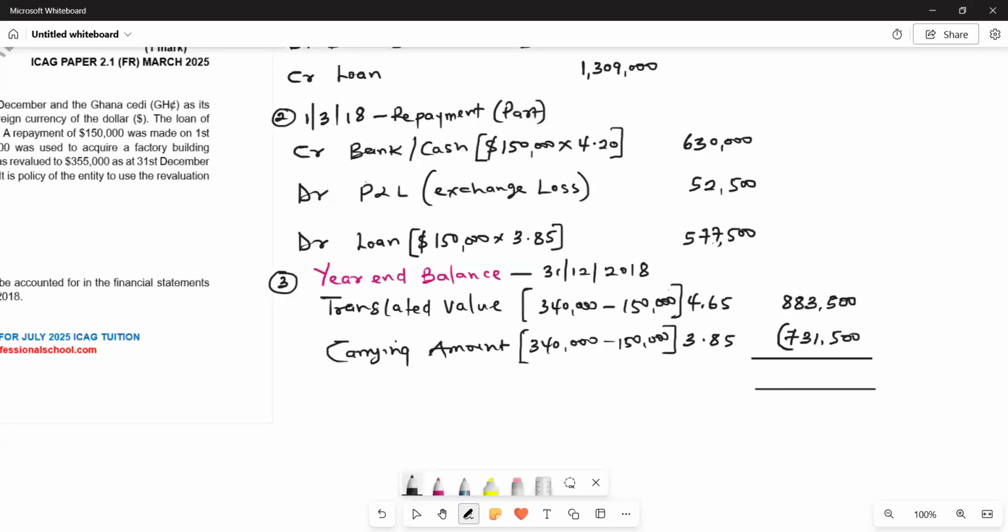The difference is 152,000. Is it a gain or a loss? Loss. The amount you are owing is increasing, so it's a loss, right? Yes, please.